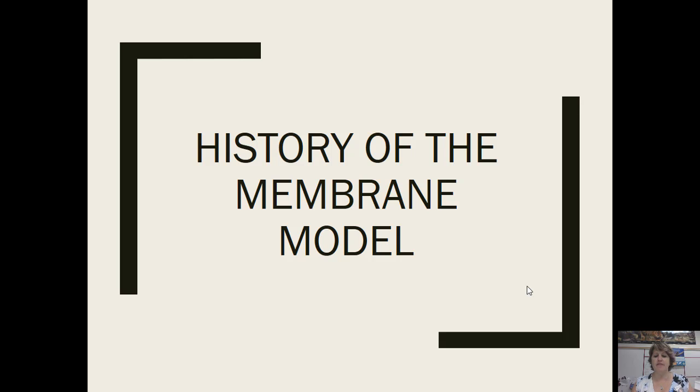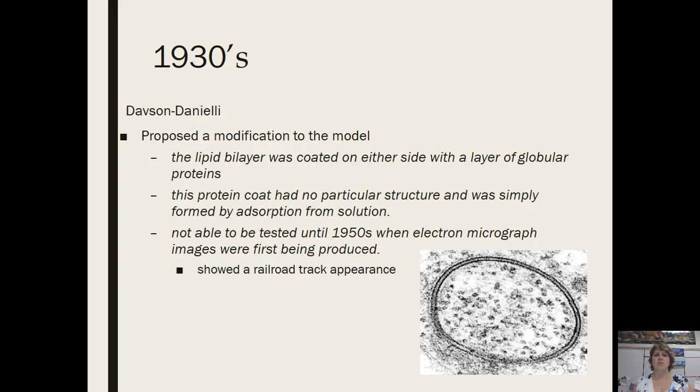But we didn't have any idea how they were arranged, and so there were lots of scientists doing lots of tests. But the first proposal of the structure was in the 1930s, particularly around 1935, and a team called Davson and Danielli proposed the first major model, and it was a modification to a previous model. This was the first time they said that the cell membrane is a lipid bilayer, and that it was coated on either side with a layer of globular proteins. So those are just proteins in any random shape.